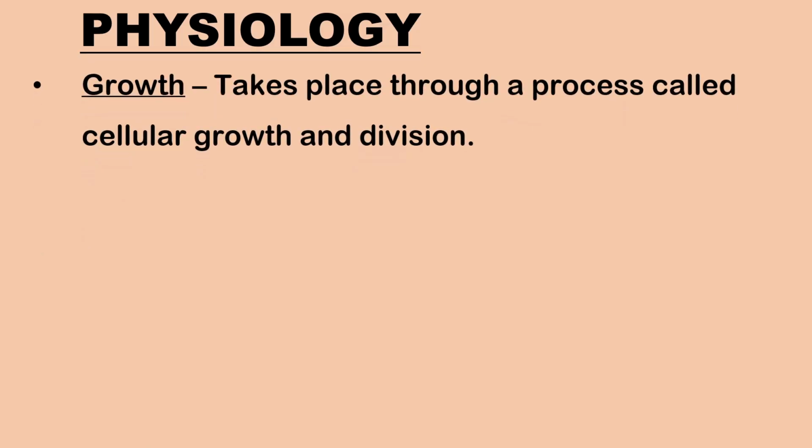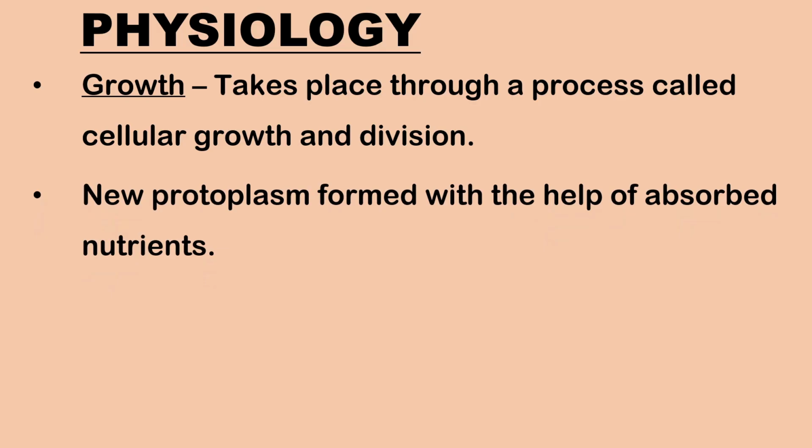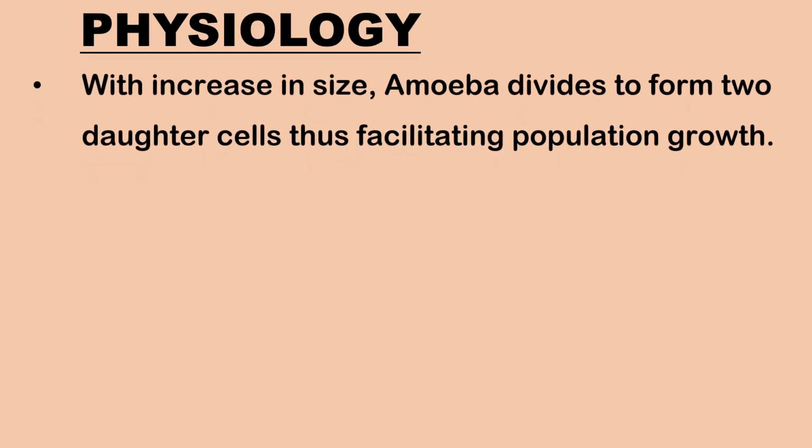Growth in amoeba takes place through a process called cellular growth and division. It grows in size by forming new protoplasm with the help of nutrients absorbed from its surrounding. Amoeba metabolize the nutrients to produce energy for their growth and to maintain cellular functions. When the size of amoeba increases considerably, it divides into two identical daughter cells, thus facilitating population growth.